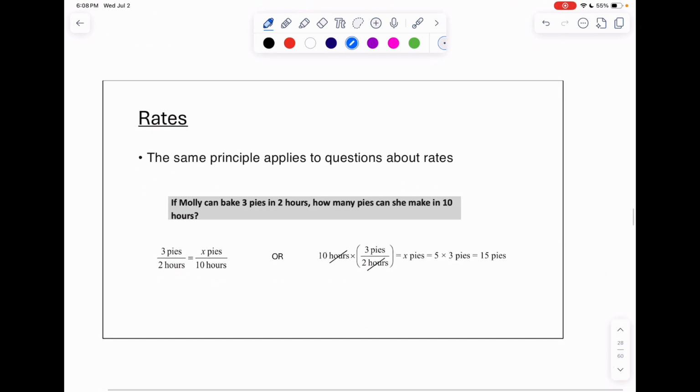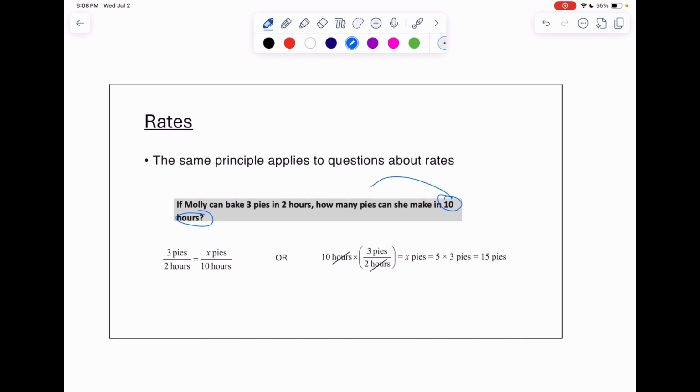The same principle applies to questions with rates. We have here, Molly can bake 3 pies in 2 hours. How many pies can she bake in 10 hours? So again, we could set this up as a ratio, 3 pies in 2 hours. How many pies in 10 hours? And we can cross multiply. Or we can say, listen, in 10 hours, I want to convert that to a number of pies. I know I have 10 hours, and I want to know how many pies. This can be set up as a conversion factor. A rate can be a conversion factor. That's 3 pies in 2 hours.